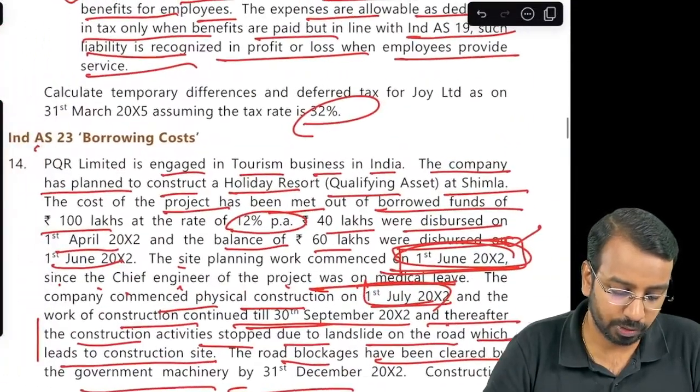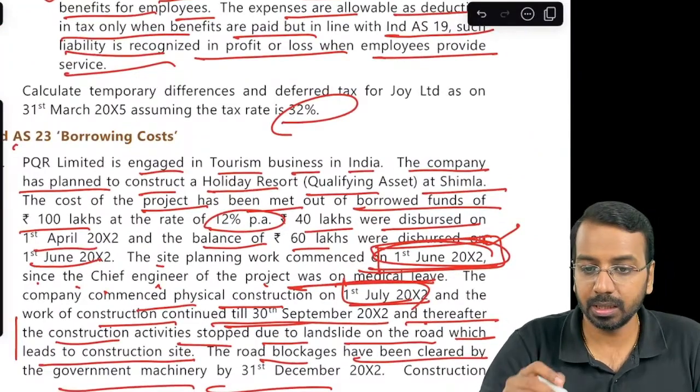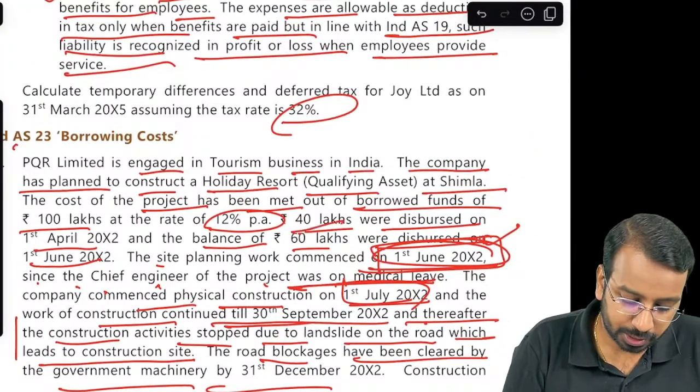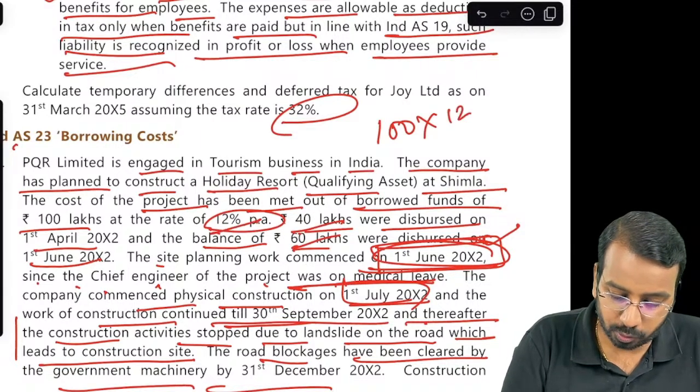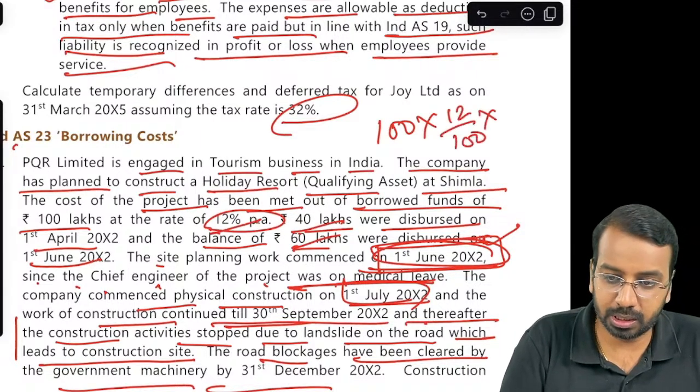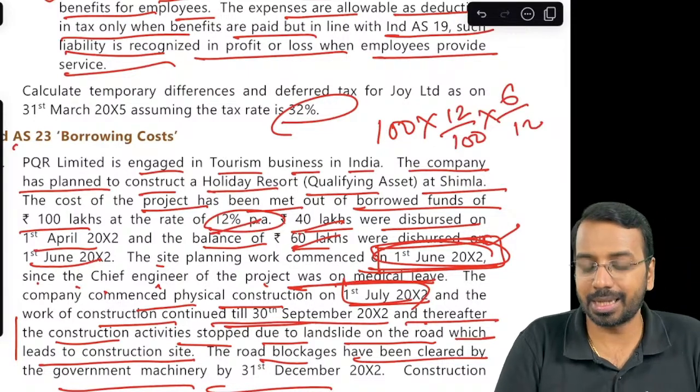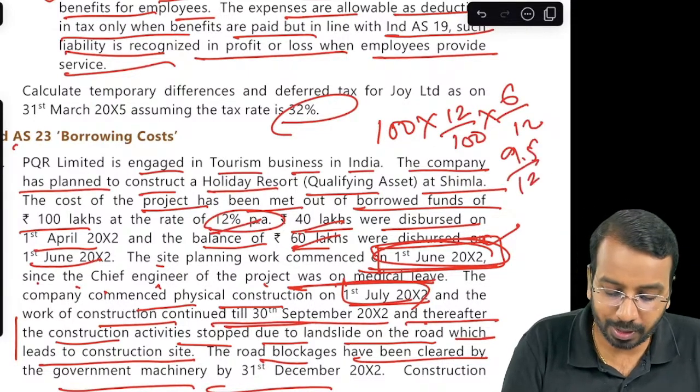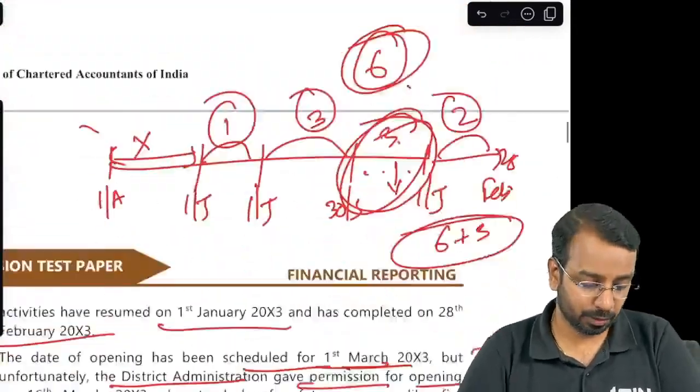So how will we calculate? We will take the total amount spent, 40 lakhs plus 60 lakhs, 100 lakhs, into 12% per annum, 12 by 100, into, in the first scenario, 6 by 12, in the second scenario, 9.5 by 12. Okay, so that is how we will calculate.